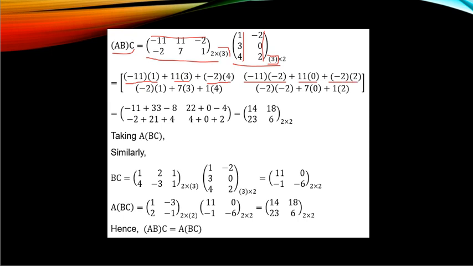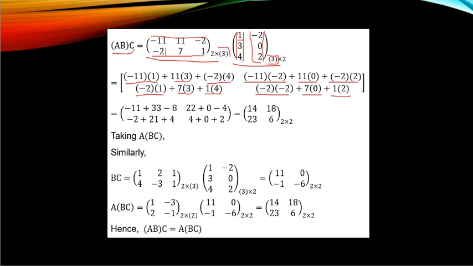To go to the second row of the solution, you use the second row of AB to multiply the first column of C. The second row has three elements, the first column has three elements. Element to element, you have minus 2 times 1, in that order, followed by 7 times 3, followed by 1 times 4. The same second row times second column: minus 2 times minus 2, 7 times 0, 1 times 2. Then you multiply before you add.